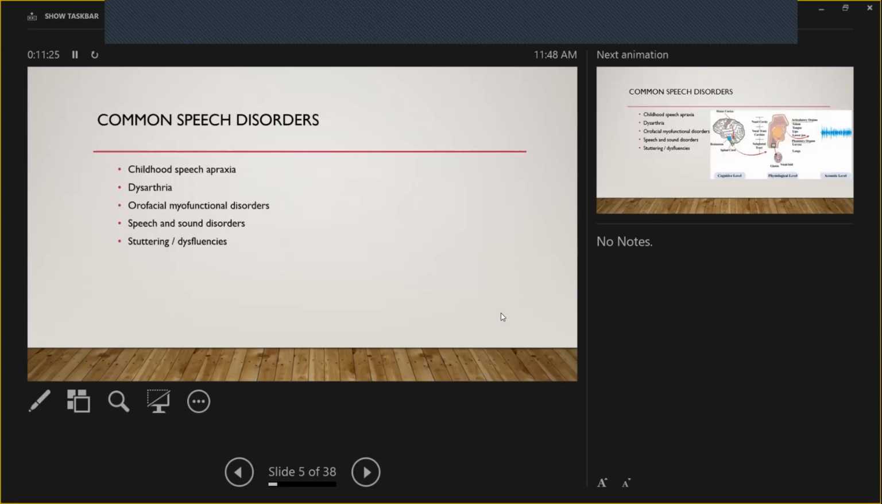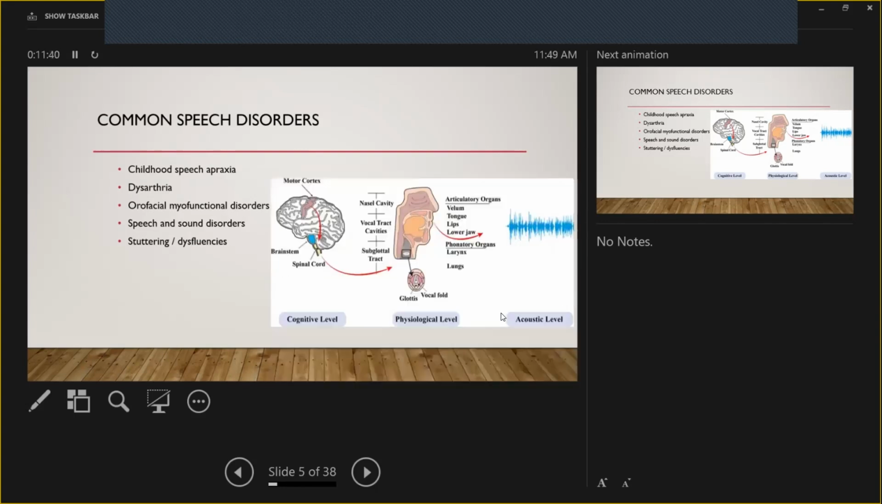So what are the common speech disorders? One is called childhood speech apraxia. Second one is dysarthria, orofacial myofunctional disorder, speech and sound disorders, stuttering. I'll show you these 5 disorders using a diagram.